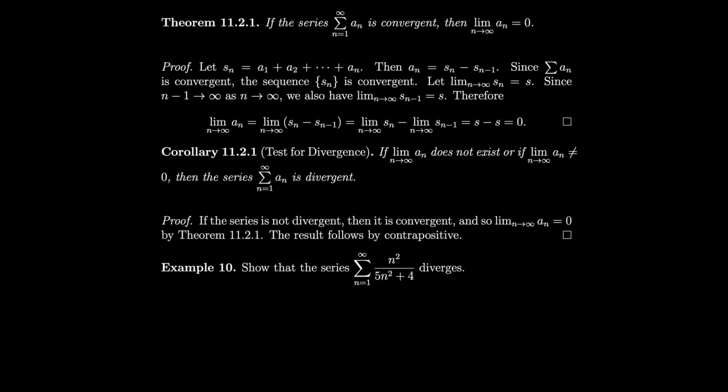So if we have a series of some sequence, the limit of the sequence inside the series must be 0. That doesn't mean the sum is 0. It just means the limit of the sequence must be 0. So we get an immediate corollary, which is a test for divergence. This is also called the nth term test, and it's got a few other names too, depending what book you read. So our test for divergence says that if the limit doesn't exist, or if the limit is not 0 for the sequence inside of a series, then the series itself must diverge.